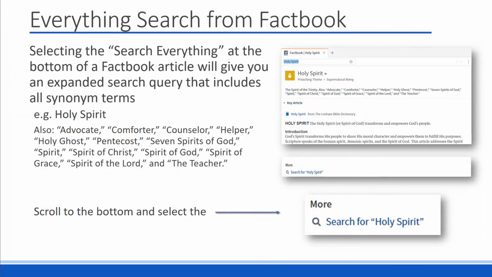An item I wanted to highlight was in the everything search for fact book. So when you have a fact book open, and here's an example of the word Holy Spirit, well, there's synonyms associated with it, and you see it on here, also called advocate or comforter or these other listing items. If you go down the fact book all the way to the bottom and click on search for Holy Spirit, it's actually going to set up a search phrase associated with not only the term Holy Spirit, but everything listed on here as well. So it'll give it to you from a standpoint of looking across whatever set of features are available, but your entire library essentially, or at least where a fact book looks.